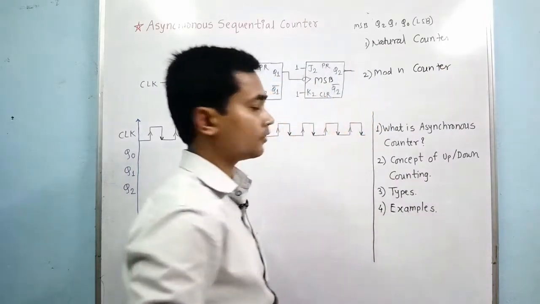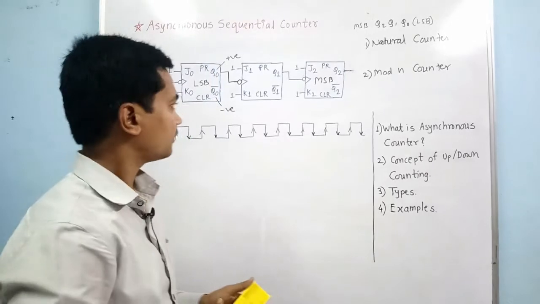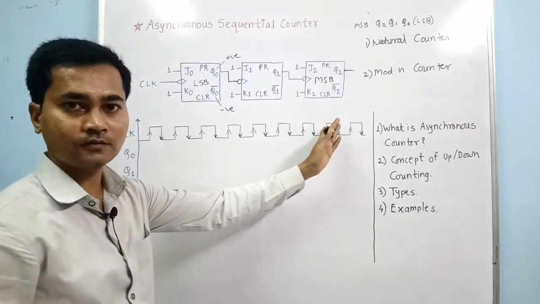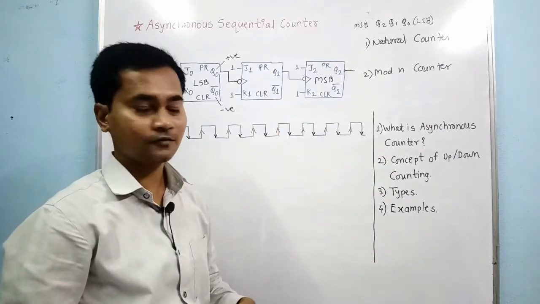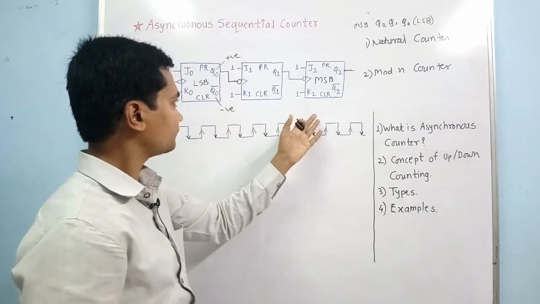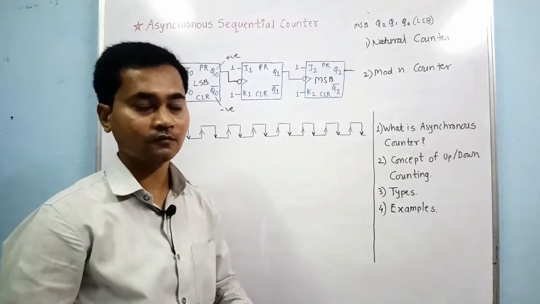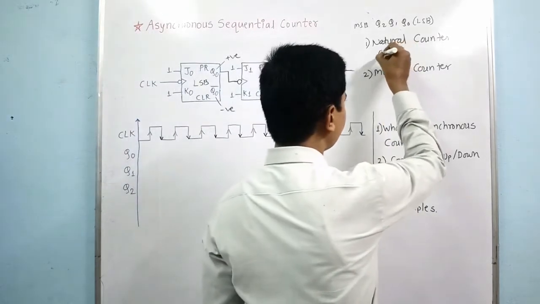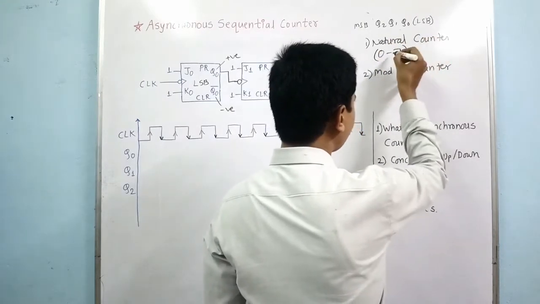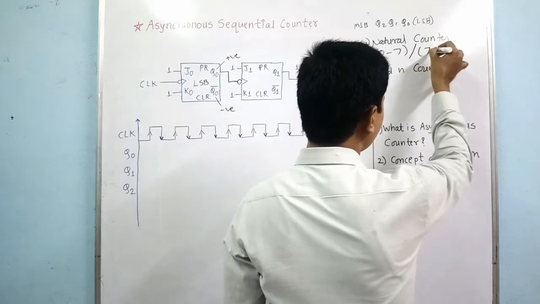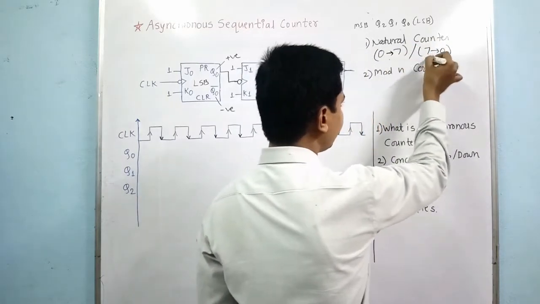Mod n counter. So what is meant by natural counter? Natural counter means how many flip flops are we using here? Three flip flops. So 2 raised to 3 is equal to 8. So this counter will give you 8 combinations, that means 0 to 7. Either it will count 0 to 7 in case of up counter, or it will count 7 to 0, that is down counter. This is up counter, this is down counter.